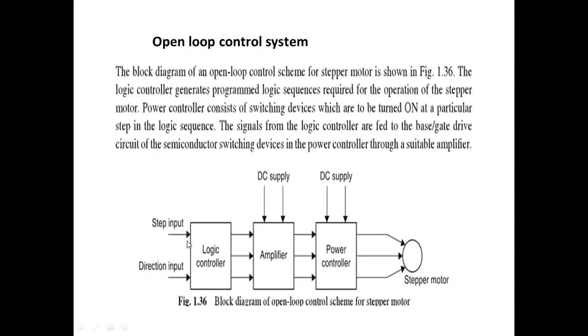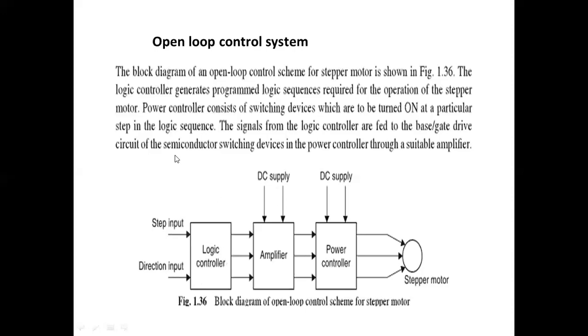Next, the step input. Step input means what type of pulses we are giving towards the logic. If it is a positive pulse, it is a one; no pulse means a zero. One means turn on, and zero means turn off. If you observe the truth tables in the previous sessions, there are ones and zeros, where one is the turn on position and zero is the turn off position. These two are considered and provided to the logic control.